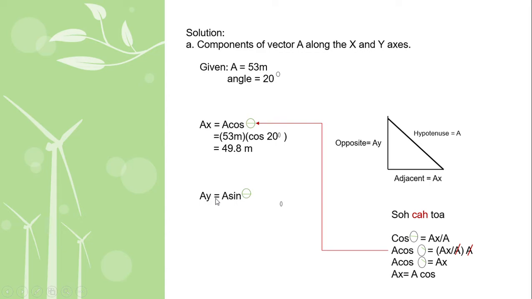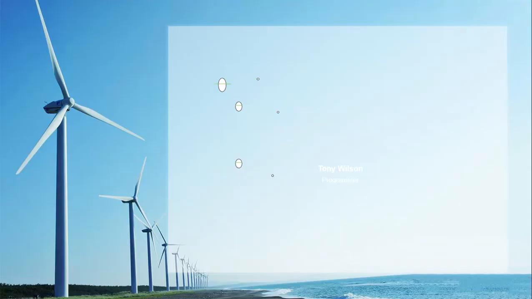Our goal here is to remain the unknown variable on the other side of the equation so that we can solve for it. So A sine theta, where A is 53 meters, times sine, the angle is 20 degrees, which is equal to 18.1 meters. You can actually calculate it to check if my calculation is correct. Thank you very much.